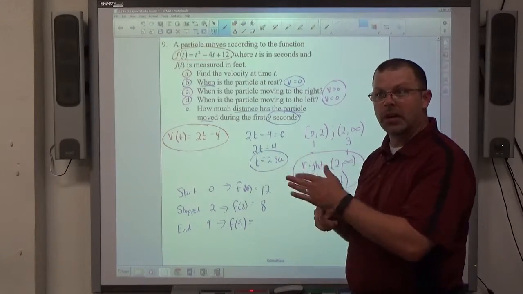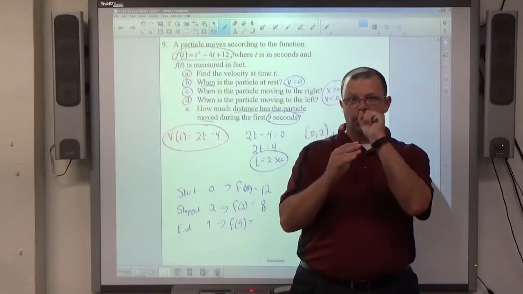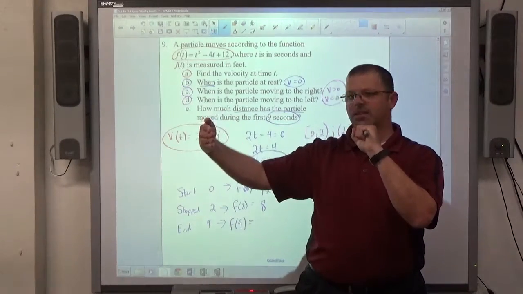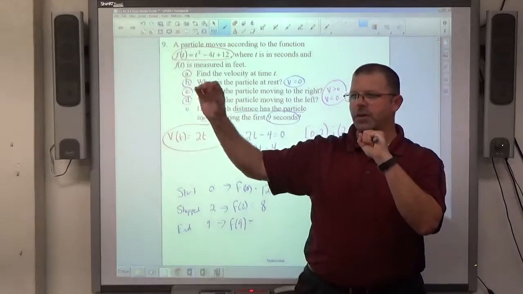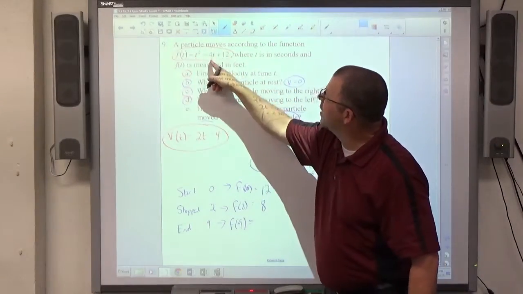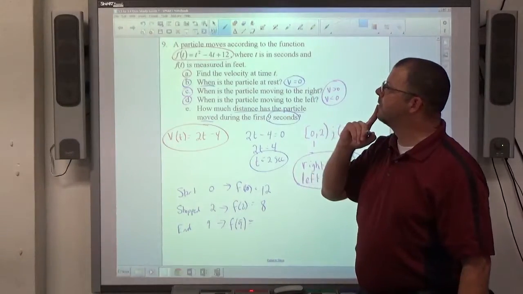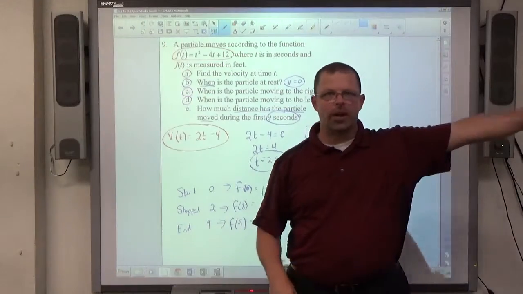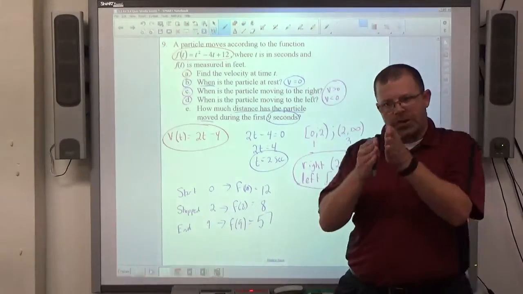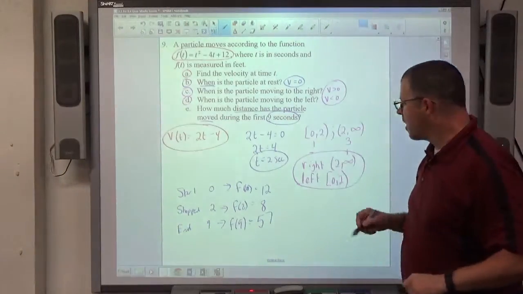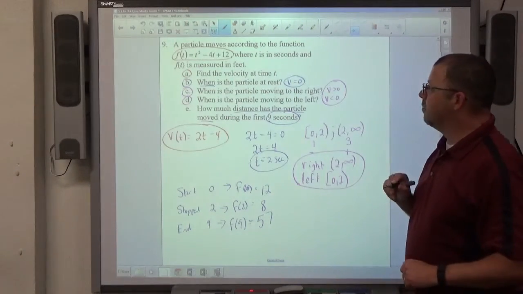After 2 seconds, it's moving left, right? So the particle is at 12 feet, it moves left. And at 2 seconds, it's at a position of 8 feet. So 0 feet's over there somewhere. And then at f of 9, 81 minus 36 is 45 plus 12 is 57. At 9 seconds, it's way down there at 57 feet. So it's at 12 feet to start off with, moves back 4 feet, then it goes all the way up to 57 feet. Question says, how far did it move?